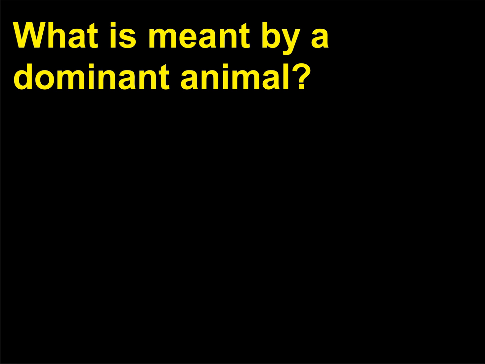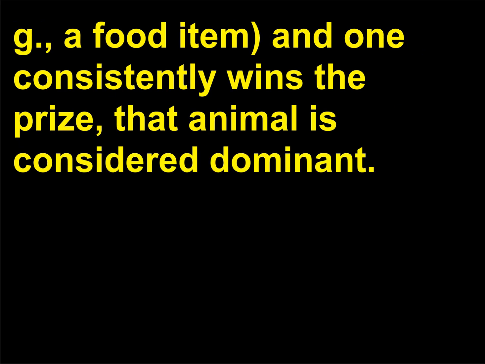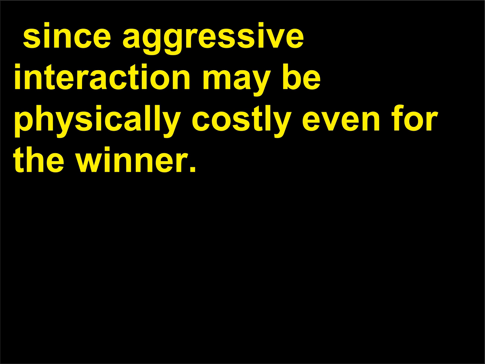What is meant by a dominant animal? When two animals attempt to acquire the same resource simultaneously, e.g., a food item, and one consistently wins the prize, that animal is considered dominant. Evolutionary theory suggests that dominance may be a way for animals to avoid actual fighting, since aggressive interaction may be physically costly even for the winner.